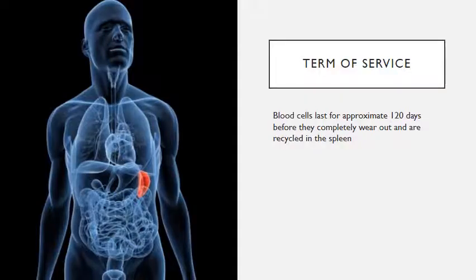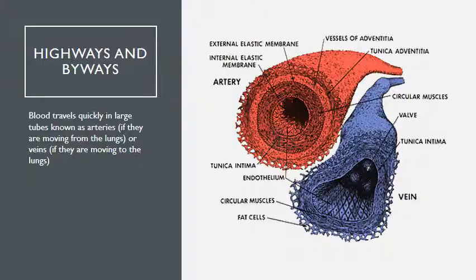Now, each blood cell lasts about 120 days. That's its lifespan. It can survive 120 days doing a great job, and then it really wears down. And when it wears down, it gets recycled by the spleen. So you got to get the blood from one place to another. The way you do that is through these large tubes in your body known as arteries, if they're moving away from the lungs, or veins if they're moving back toward the lungs.